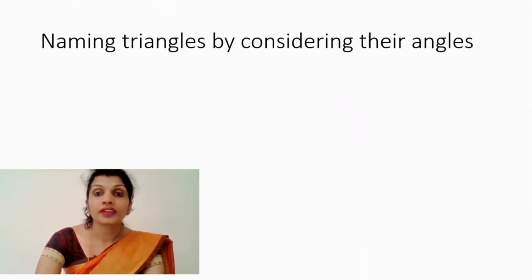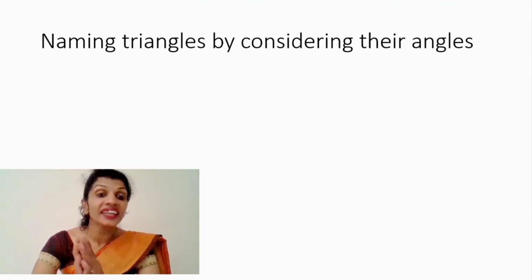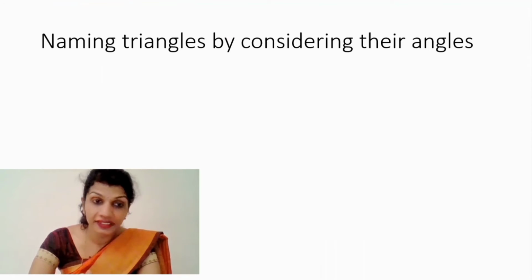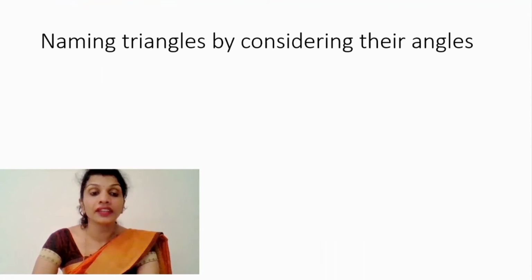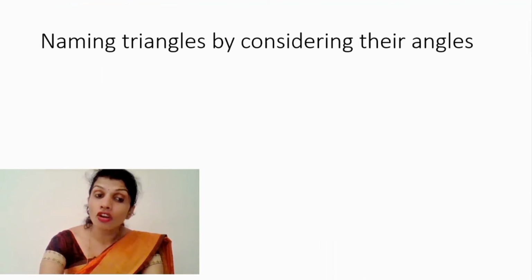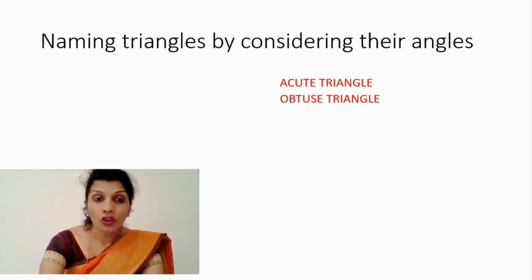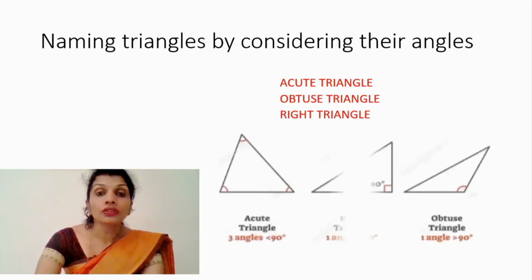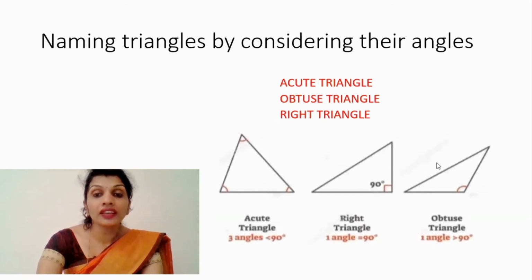Now we have named triangles by their side lengths. Now we are going to name the triangles by their angles. You know that in a triangle there are three angles. According to it, triangles are also classified in three types: acute triangle, right triangle, and obtuse triangle.